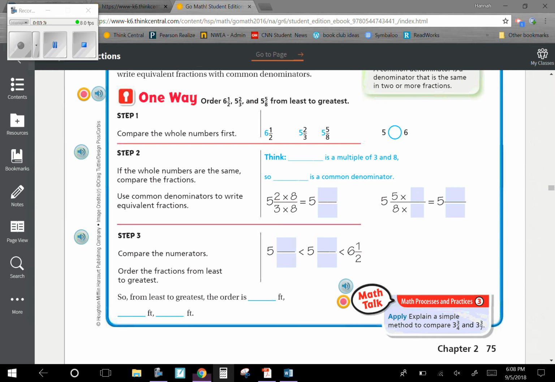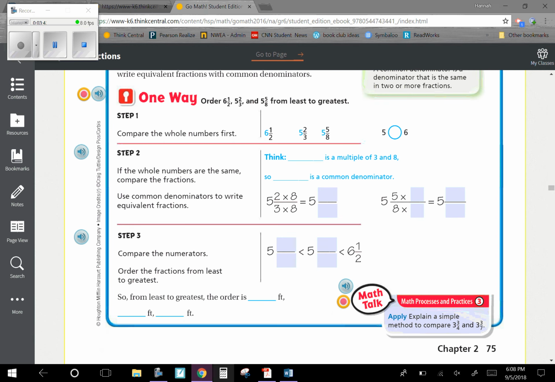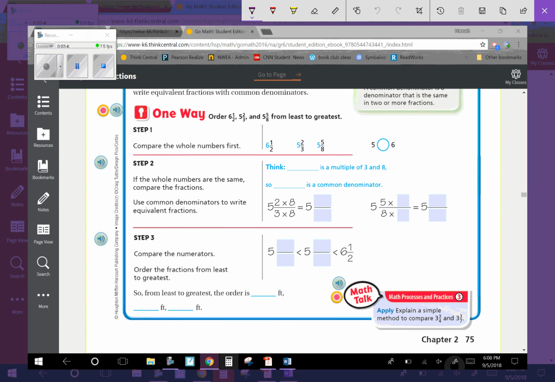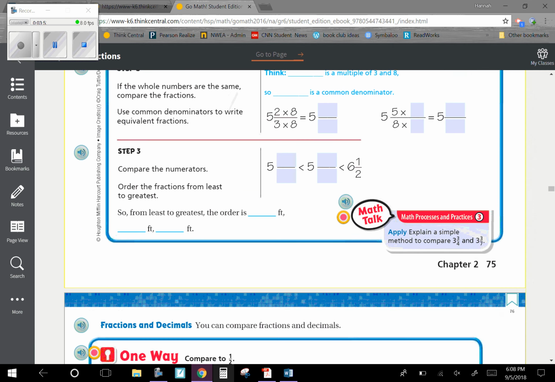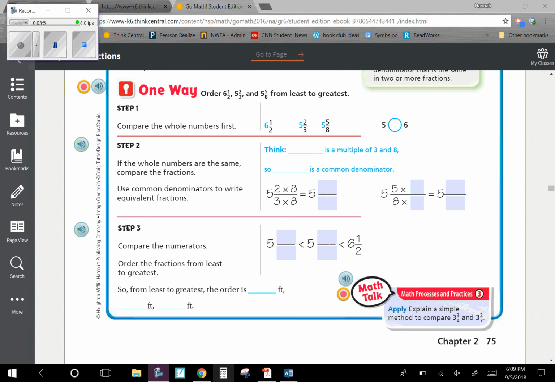My computer froze. Sorry, let's try that again. Okay. Maybe. Okay, so if I already said that. All right. Sorry about that. I was having a technical difficulty.